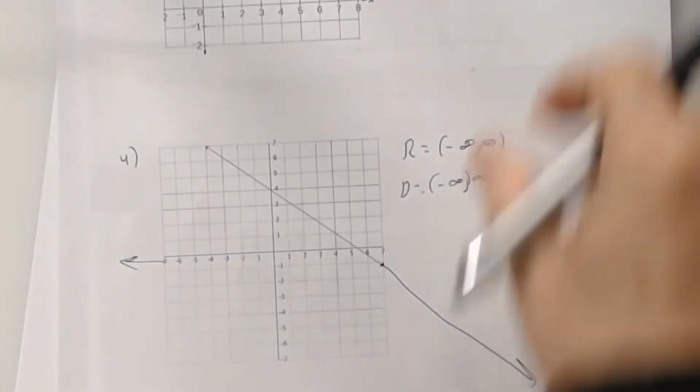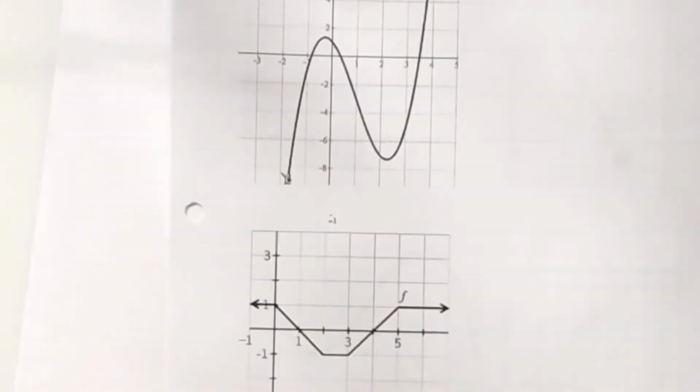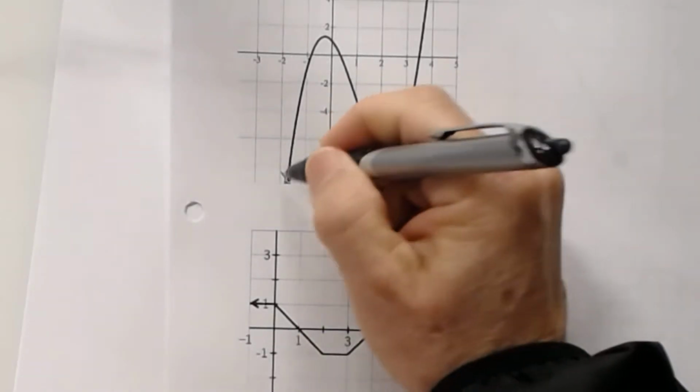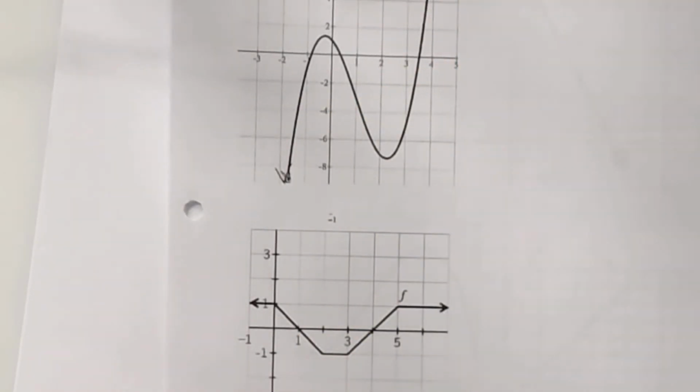All right, number 5. Okay, these are arrows right here. Number 5.